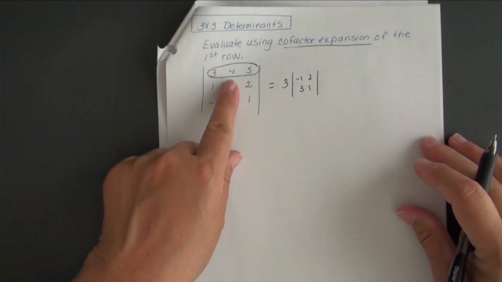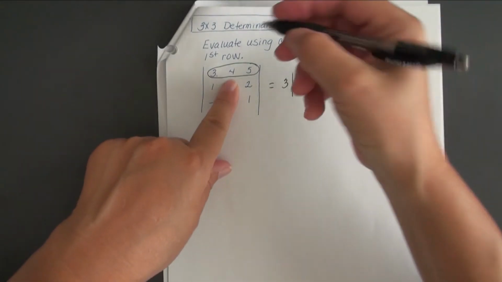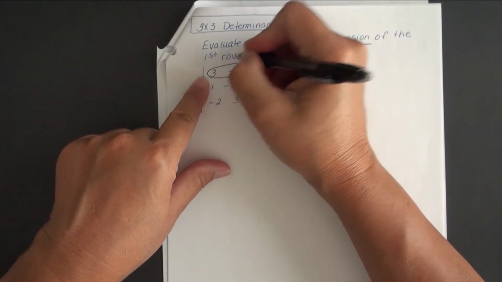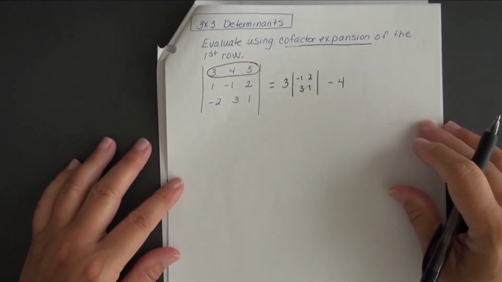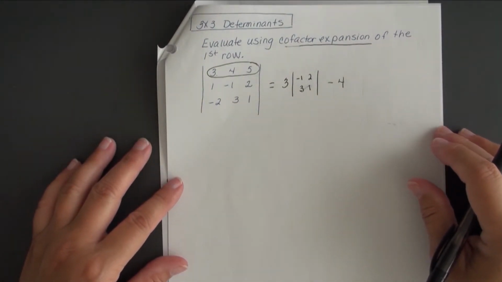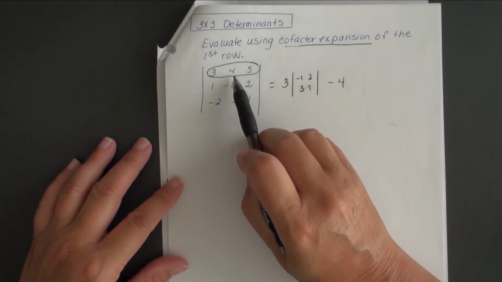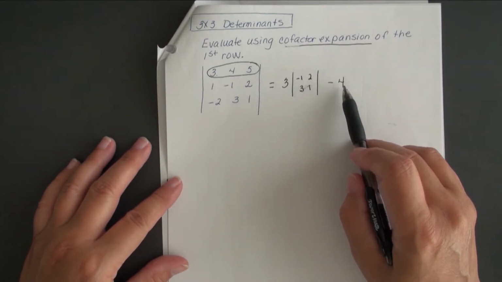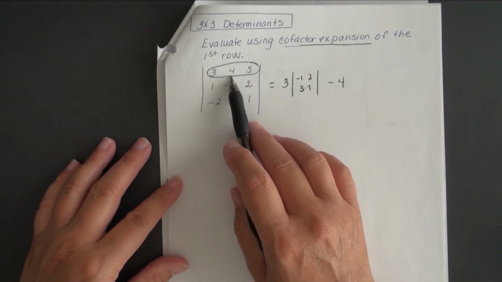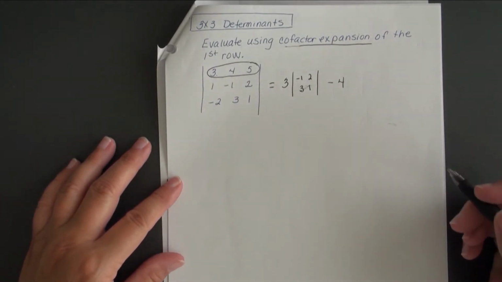Now we move on to the second number. Now the trick here is whatever the second number is, you need to change its sign. So since it's a +4, we're going to change it to a -4. If this were a -4, you would put a +4. That's the only number in this first row that you change the sign.